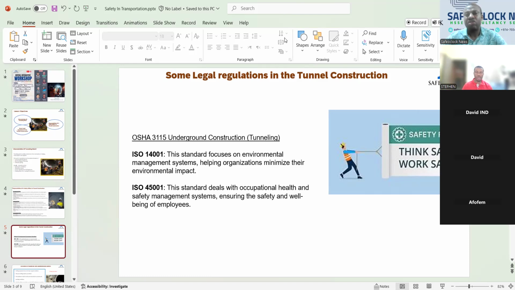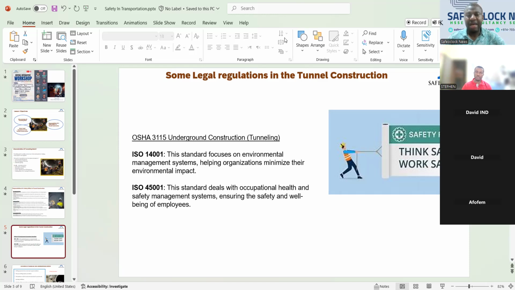So because of the legal requirement, it will not allow you to bring in 20 tunnel boring machines at the same time at a particular place, because of earthquakes, because of vibration. So this can cause a lot of underground discomfort. So this regulation, OSHA 3115, regulates this standard and this type of activities involved in tunnel construction.